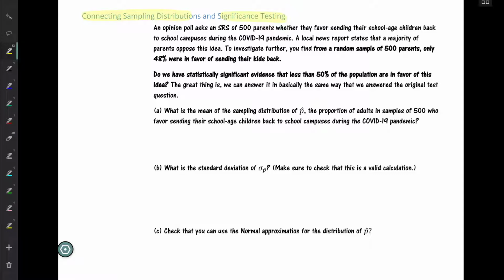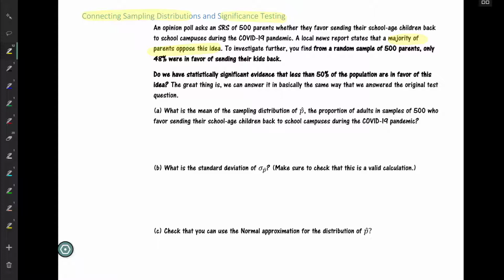An opinion poll asks an SRS of 500 parents whether they favor sending their school-age children back to school campuses during the COVID-19 pandemic. A local news report states that a majority of parents oppose this idea. I'm going to highlight this. This is some important phrasing here.